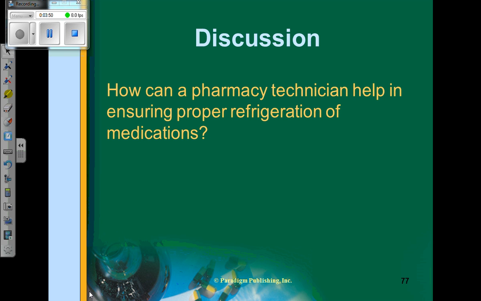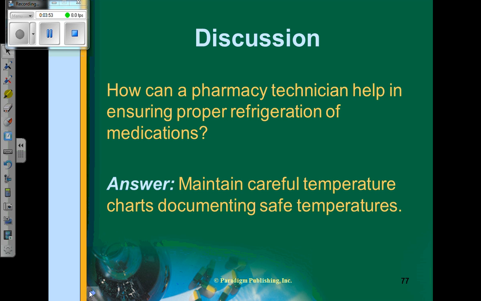So, how can a pharmacy technician help ensure proper refrigeration of medications? You want to maintain careful temperature charts documenting safe temperatures.